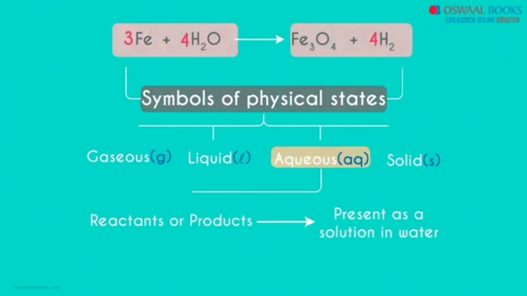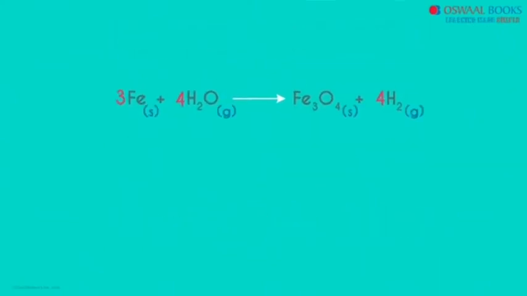So the balanced equation we got can be written like this. This clearly gives us more information about the equation or reaction. These 2 compounds are in solid state, and notice that G is written next to water. It means that water was used in the form of steam in this reaction.